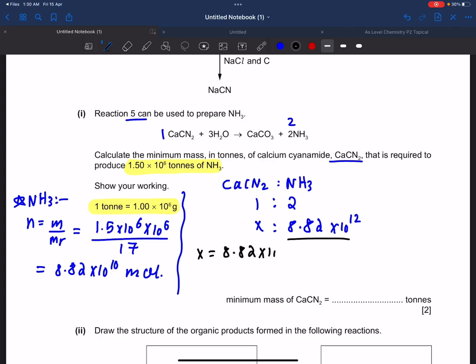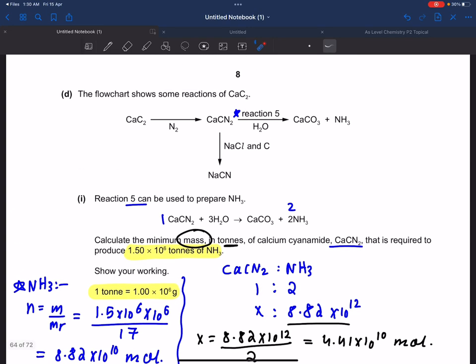8.82 times 10 to the power 12 multiplied by 2. Your answer will come out to be what? What would be your answer? You don't have to multiply, you have to divide. Sorry, my bad. Your answer will come out to be 4.41 times 10 to the power 10 mole. He's asking us mass in tons. If you are wondering why I divided, look like that.